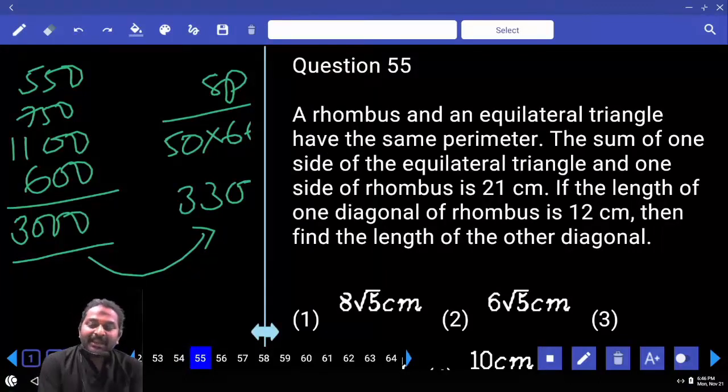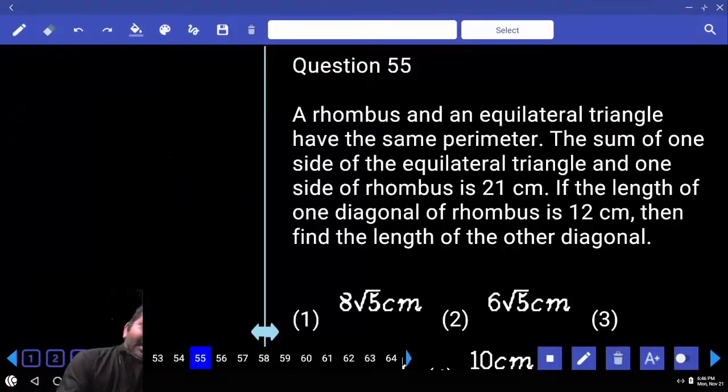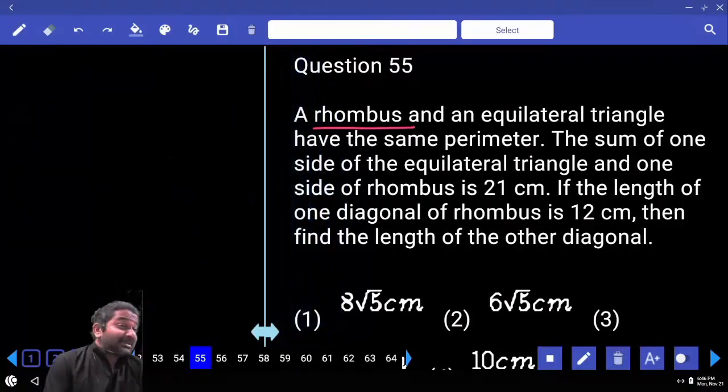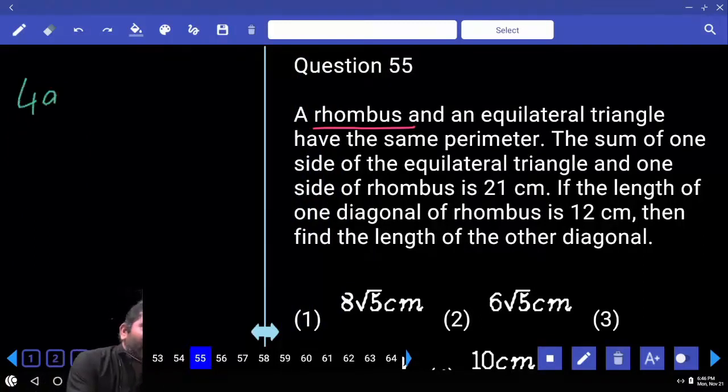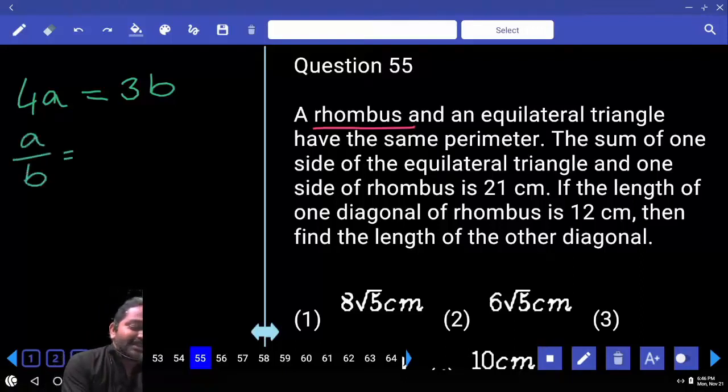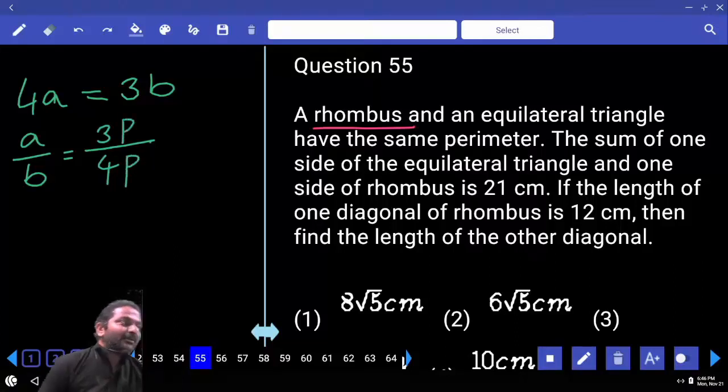A rhombus and an equilateral triangle have the same perimeter. Perimeters are same. For a rhombus, all sides are equal, right? Can I treat it as 4a? Perimeter of the rhombus is the same as the perimeter of the equilateral triangle. I will write it as 3b. From this, a by b is equal to 3 by 4. So we can write a is equal to 3 parts and b is equal to 4 parts.